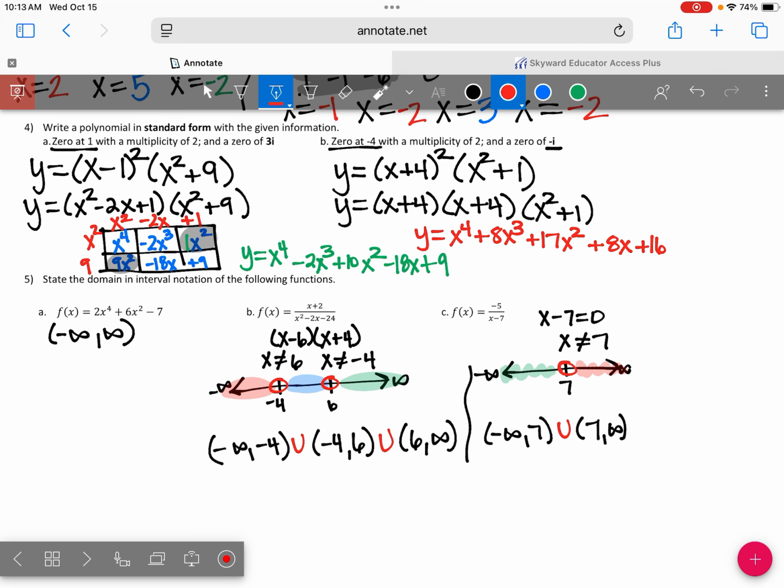Okay, I am going to pause here and make a second part so that it's separated. So that's our first page. Now we're going to move on to our second page.